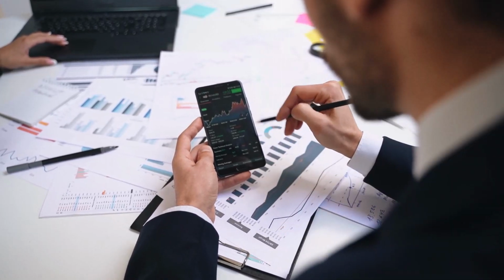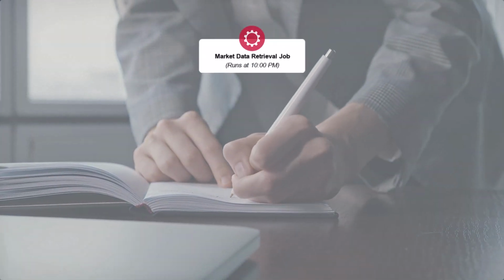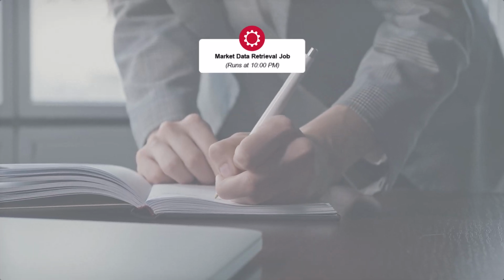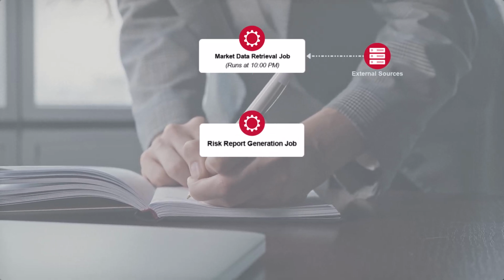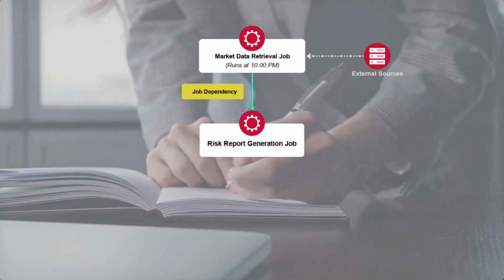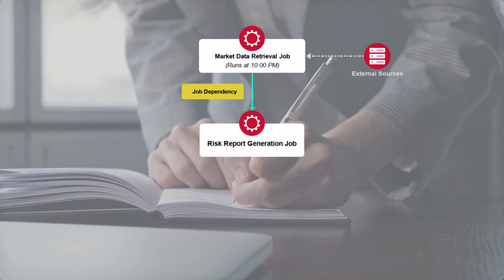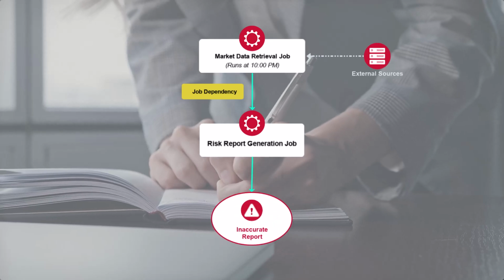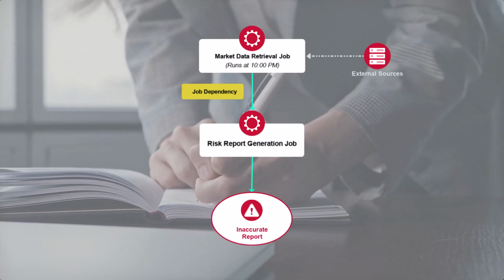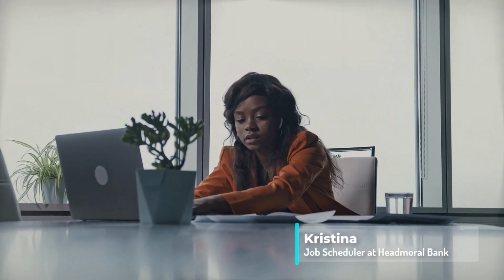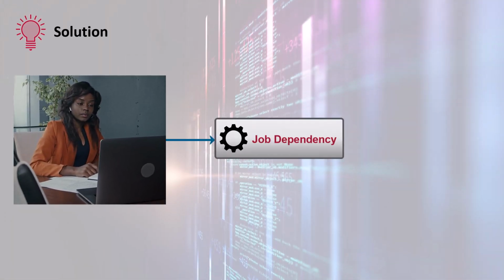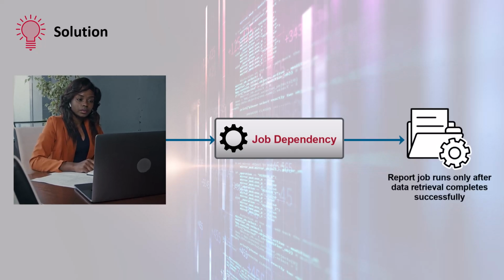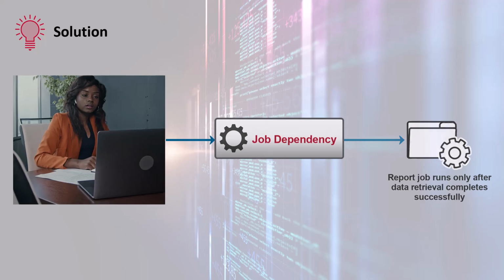The Risk Management Division is facing an issue. The market data retrieval job, which runs every night at 10 p.m., pulls data from external sources. However, the risk report generation job, which depends on this data, sometimes starts before the data is available. If the data isn't ready or complete, the report becomes inaccurate, compromising risk analysis. To streamline this process, Christina, the job scheduler at Hedmoral Bank, suggests defining a job dependency using AutoSys. This way, the report job will run only after the data retrieval job has completed successfully.